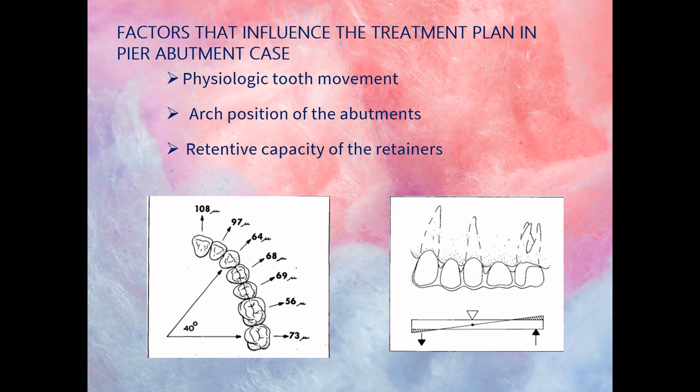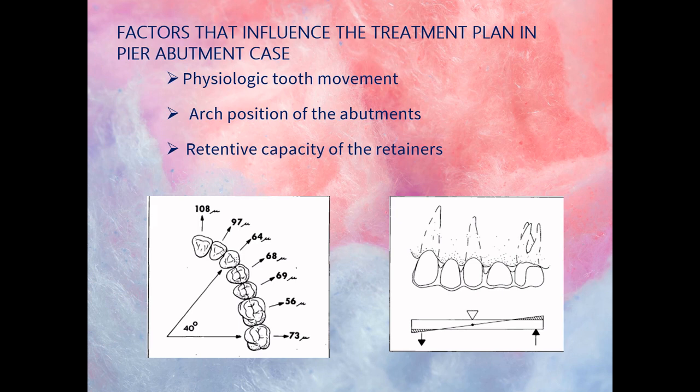And the third factor is the retentive capacity of the retainer. So the excessive force transmitted to the terminal abutment as a result of the middle abutment's fulcrum-like position can cause the weaker retainer to loosen. So here in this case, the canine retainer is the weaker one because it does not possess the length and the inner surface area of a molar teeth. So here the canine retainer is more likely to fail.